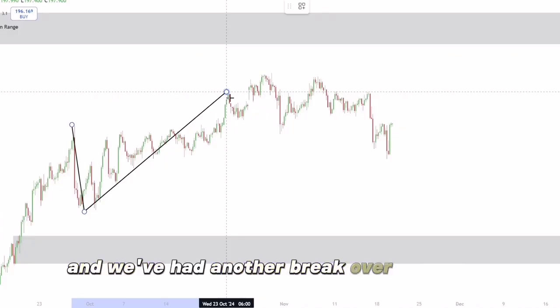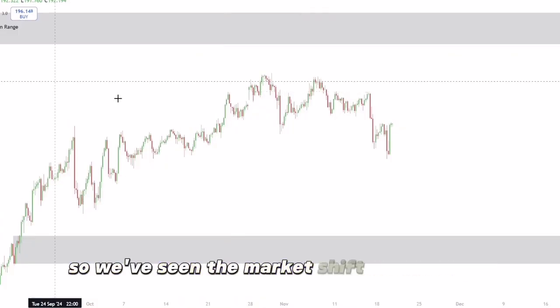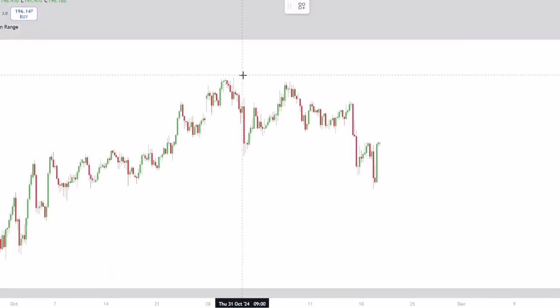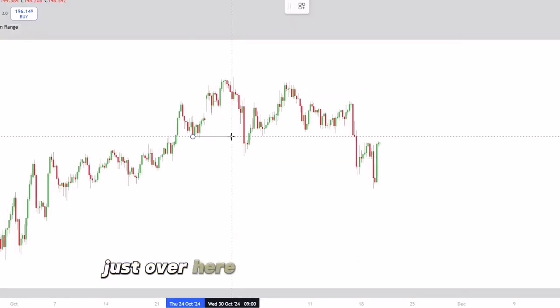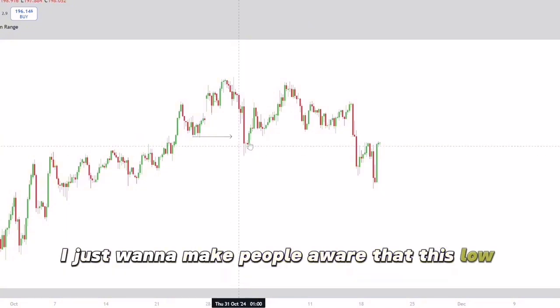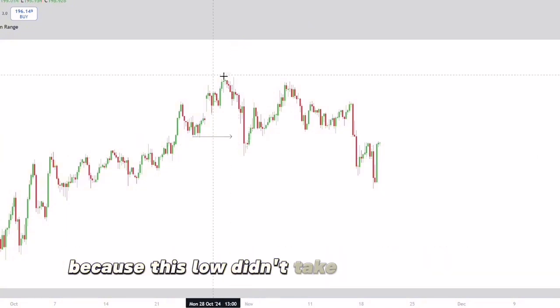And we've had another break over here, right? So we've seen the market shift bearish. We've had a bearish shift of market structure just over here. Now, I just want to make people aware that this low was weak because this low didn't take out the old high.